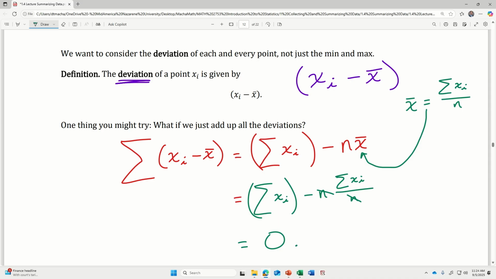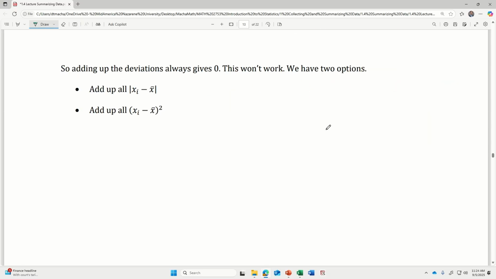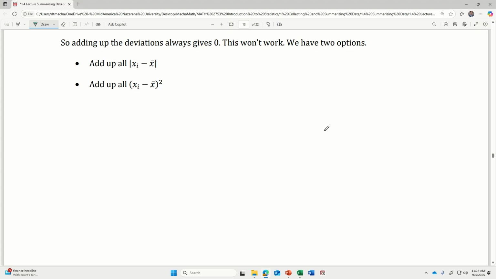So we might think, okay, I care about the deviation of every point, right? What if I just add them all up? Adding up the deviation of every point would give me a measure of dispersion, right? Except it doesn't matter what those values are. It's always 0 when you add them up. So that's not going to work. We can't just add them up. Now, the obvious solution is this. The obvious solution is that we could take the absolute value of the deviations.